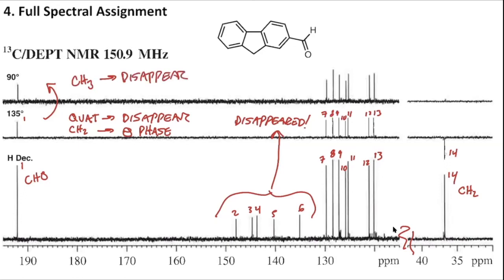So if you are looking ahead, you'll know that we don't have any CH3 carbons. We don't have any methyl groups here. So nothing's going to disappear as we go from the 135 to the 90. We see the same peaks here again, that all of those same CH carbons are still there.